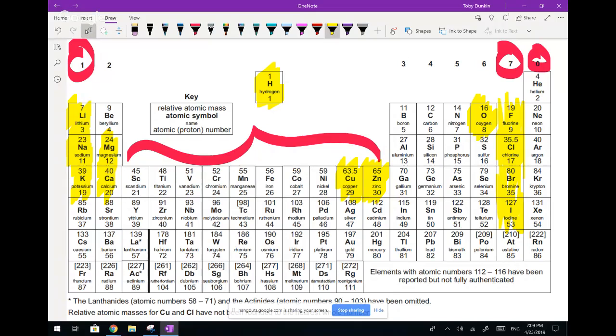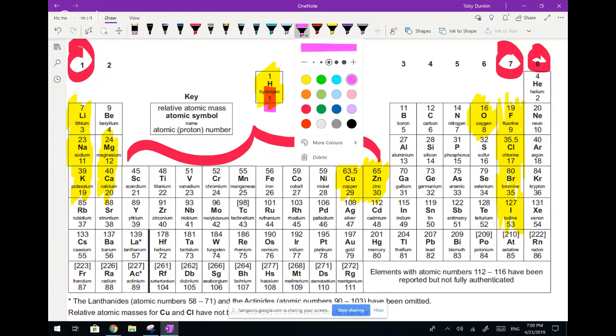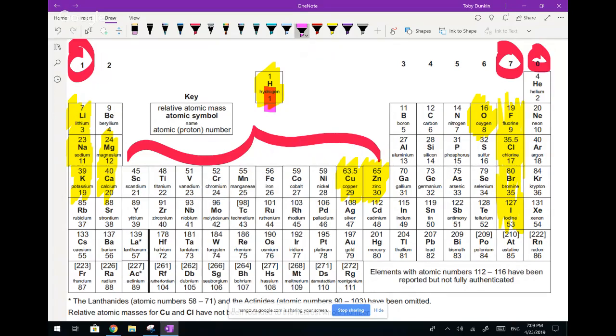Let's just have a quick look at that and highlight some of those numbers. And remember, the atomic number is the bottom one. So if I just make that a little bit smaller, so hydrogen is number 1, helium is number 2, lithium is 3, 4, 5, 6, 7, 8, 9, 10, 11, 12, 13, 14, 15, 16, 17, 18, 19, 20. And you can see that there's a pattern here, which it is increasing by 1 every time.